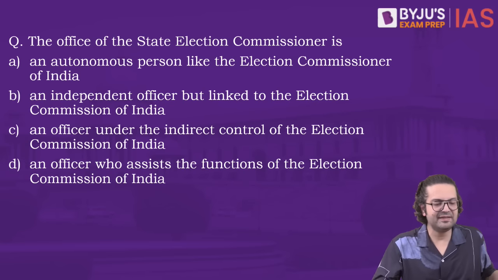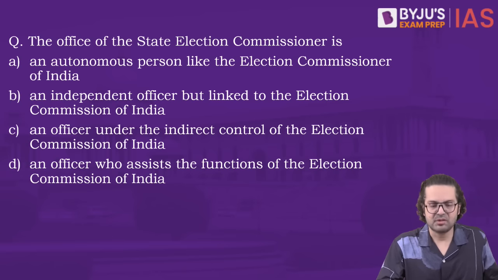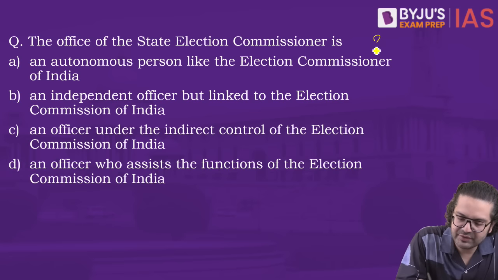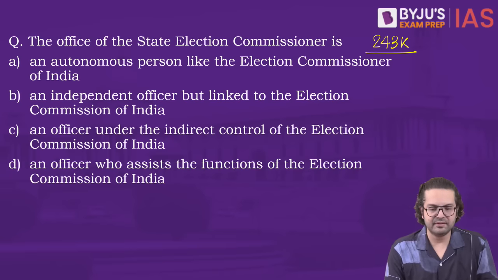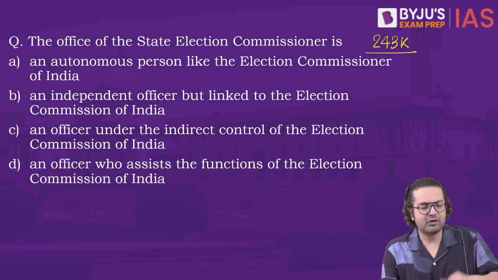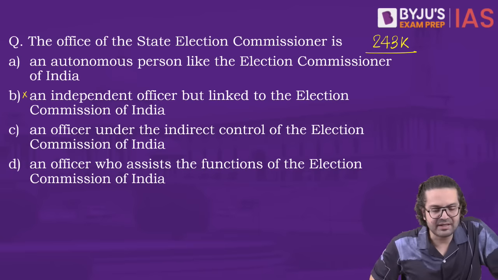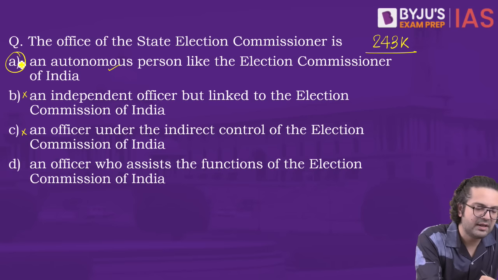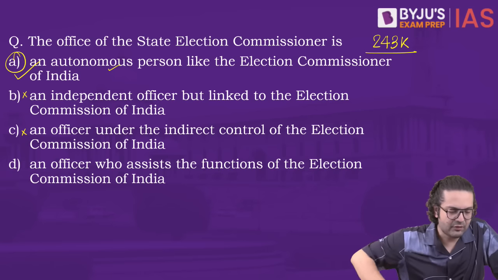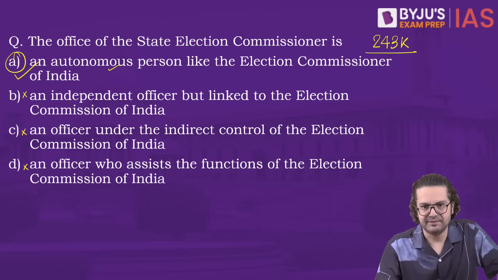The office of SEC is what? This is the State Election Commissioner, which is a constitutional body, an independent constitutional body, Article 243K. An autonomous person like the Election Commissioner. An independent officer but linked to ECI. No, it's not linked to ECI. An officer under the indirect control of... no indirect control. It's an independent constitutional body. A is the right answer, but let's read D as well. An officer who assists the functions of ECI. Nonsense. A is the right answer.